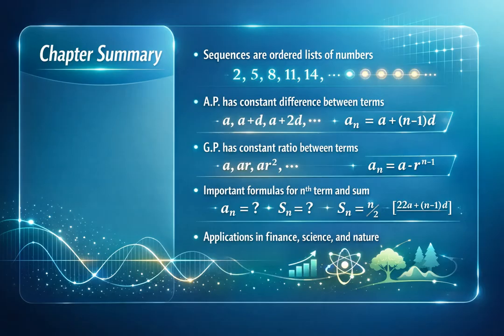In this chapter, we learned that sequences are ordered lists of numbers. An arithmetic progression has a constant difference between terms, while a geometric progression has a constant ratio. We derived important formulas for the nth term and sum of each type. These concepts have wide applications in finance, science, and nature.